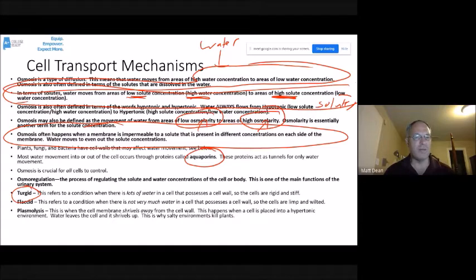Plasmolysis is when a cell membrane shrivels away from the cell wall. This happens in cells with walls, obviously, like plants. And it happens when a cell is put into a hypertonic solution.